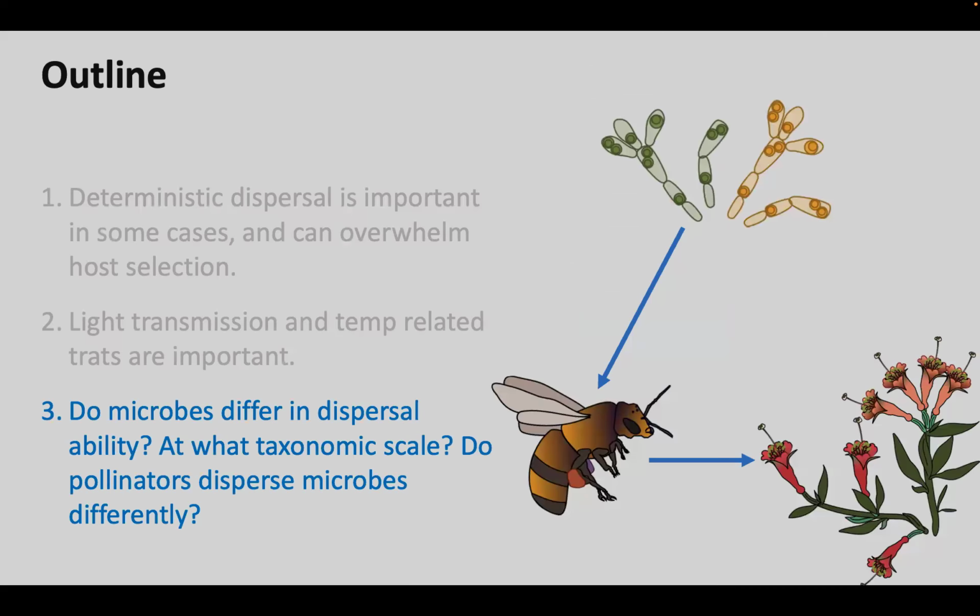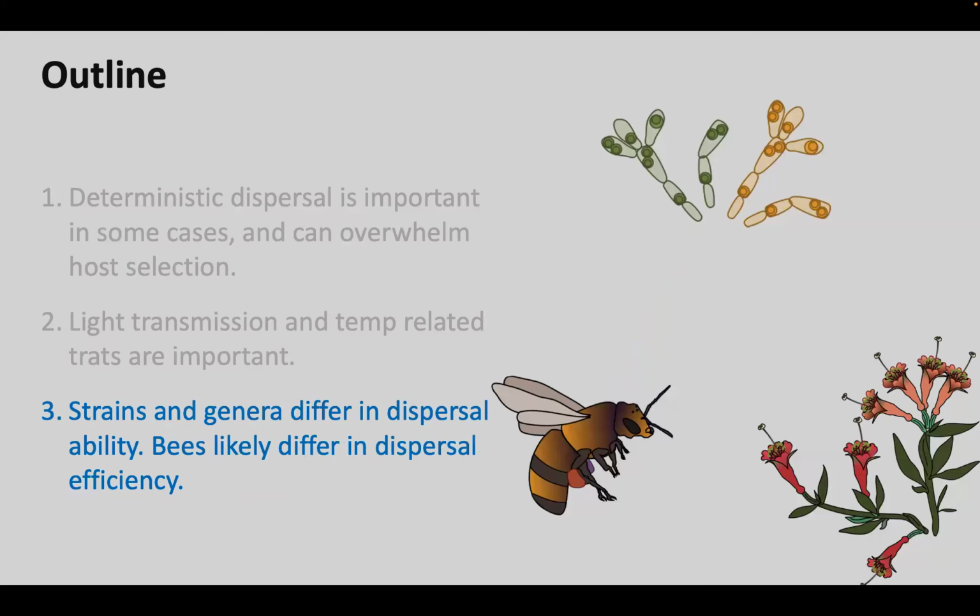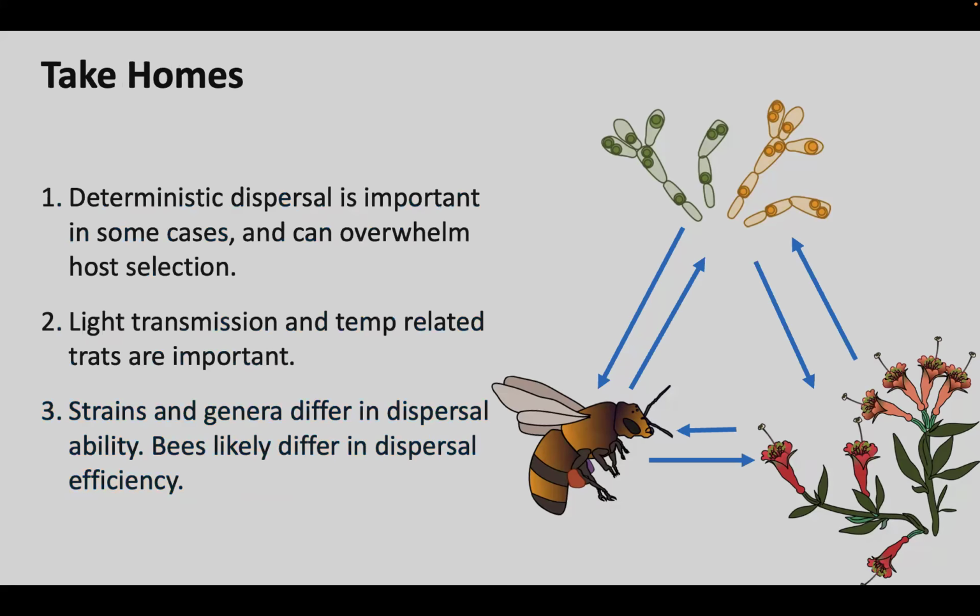So do microbes differ in dispersal ability? At what scale? Do pollinators differ? Strains and genera differ. These likely differ in dispersal. So I think the take-home messages here are that deterministic dispersal is definitely important, and it's not just a distance-based kernel. Traits about the patch, and in this case, traits about the flowers, predict dispersal. And that's not surprising, because we know that floral traits shape pollinator behavior.